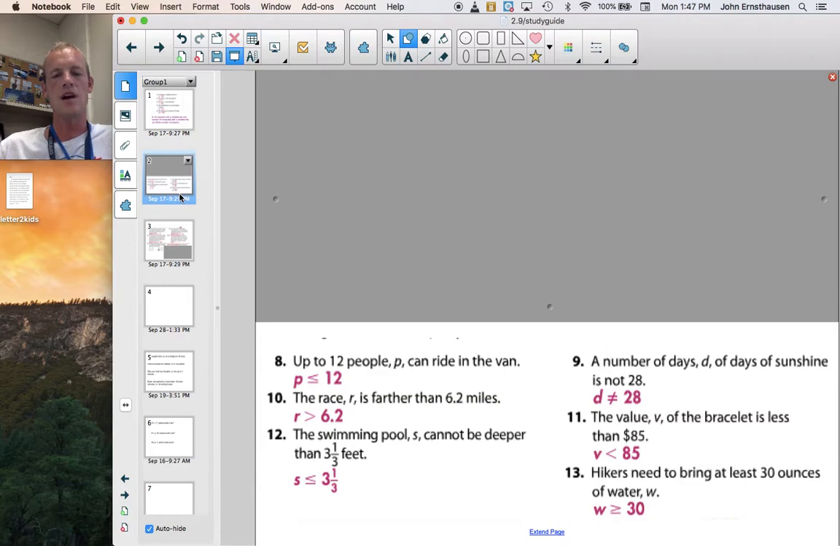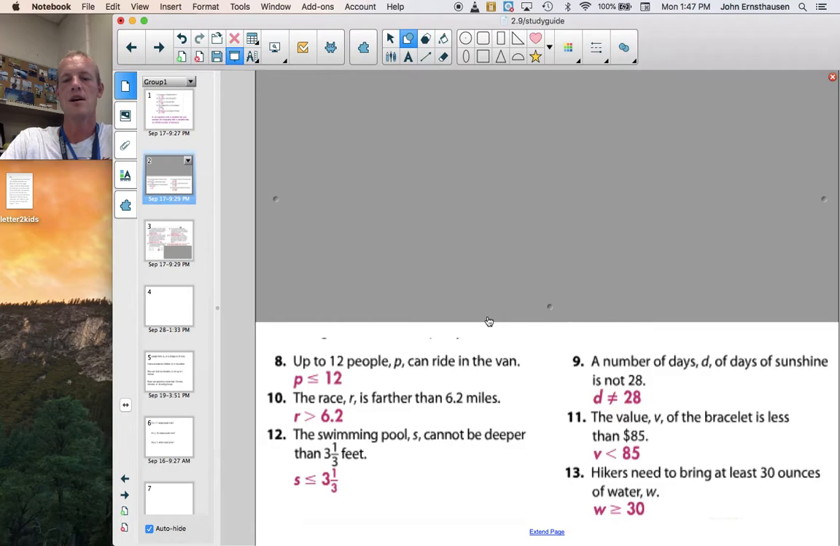Number 10, the race R is farther than 6.2 miles. R is greater than 6.2. Number 11, the value V of the bracelet is less than 85. Less than is already there, so V represents the bracelet, less than 85. Number 12, the swimming pool S cannot be deeper than 3 1/3 feet, so S is less than or equal to 3 1/3.